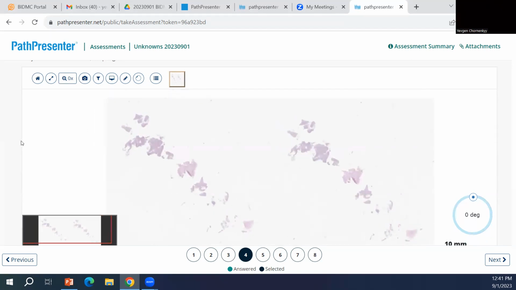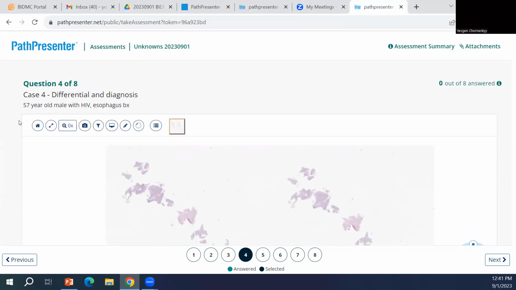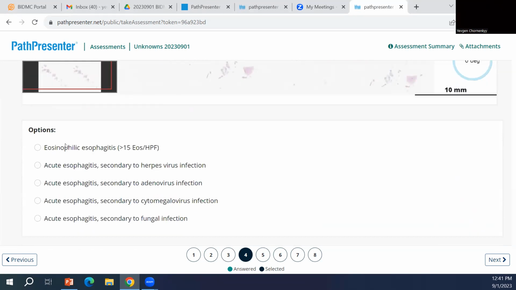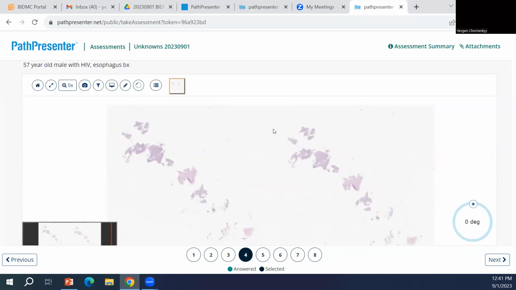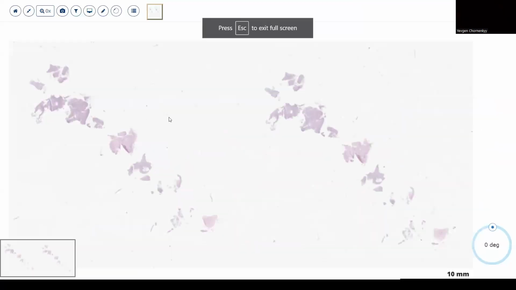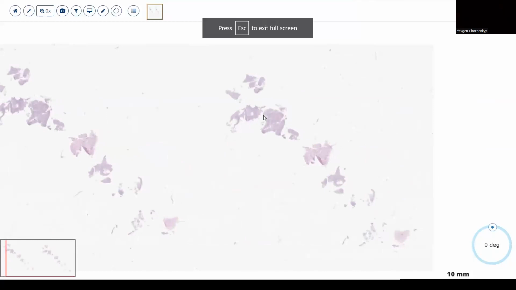So this is a gentleman with HIV, and they got an esophagus biopsy. If you look at the answers, you're like, okay, is there going to be eosinophils? Is there going to be herpes, adeno, CMV, or fungi? So knowing this, you kind of already know what you're hunting for. And even at this low power, you could see it's pretty blue already. So you're suspicious that it's pretty inflamed.